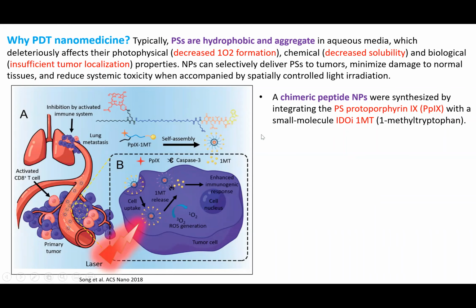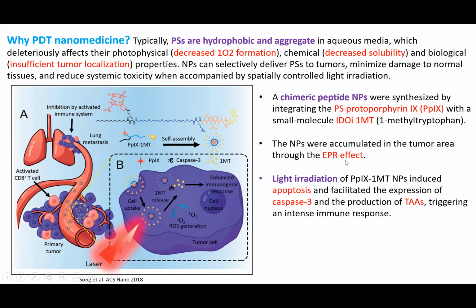In this research study, a type of chimeric peptide nanoparticle was synthesized by coupling a photosensitizer molecule, protoporphyrin IX, with another molecule, an indoleamine dioxygenase inhibitor, 1-methyltryptophan. The nanoparticles accumulated in the tumor area through the enhanced permeation and retention effect.